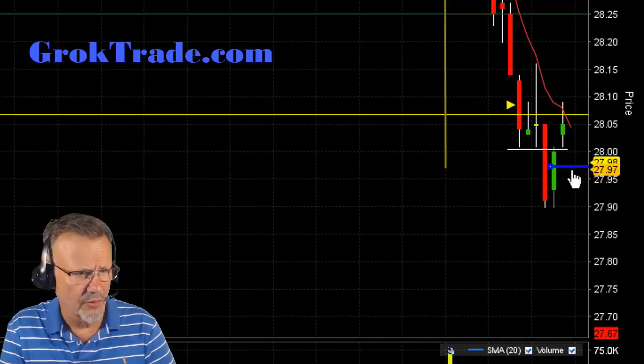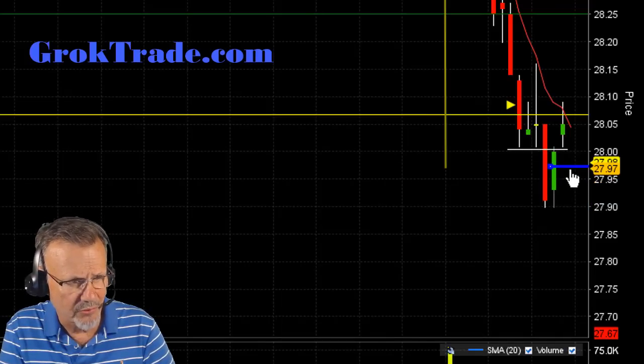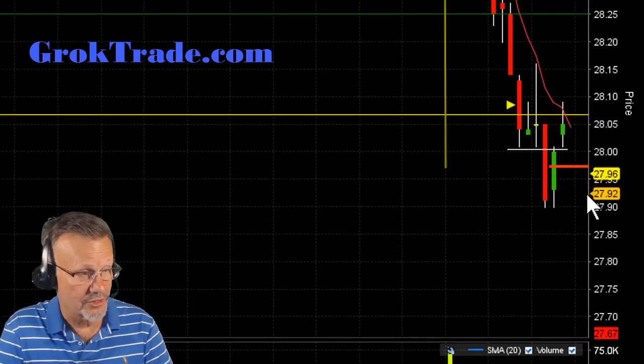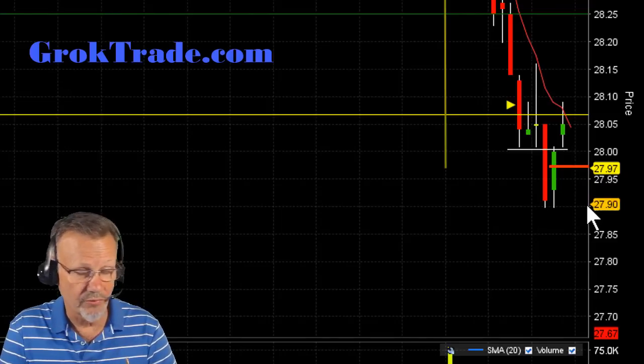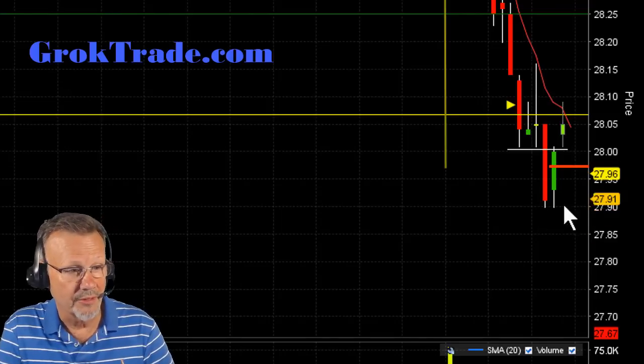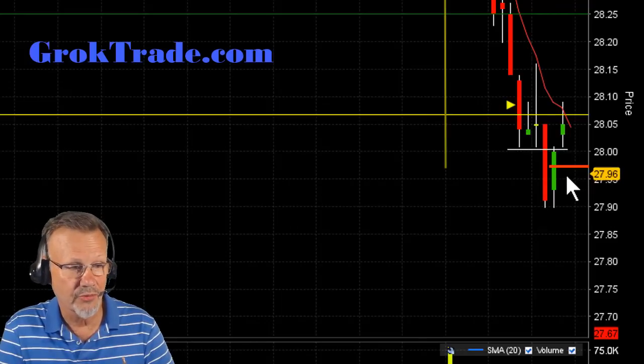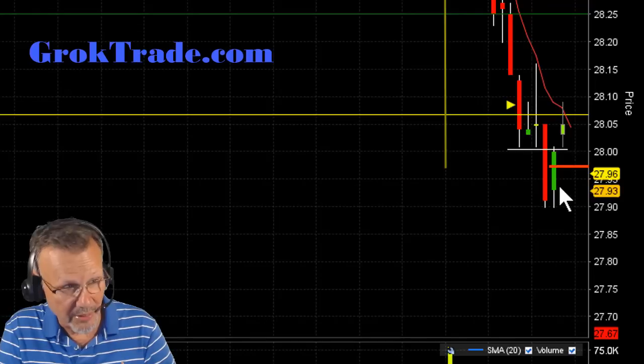Actually, that's 27.70, and that's the price as I'm recording this at 3:45 this afternoon. That's the current price of it. That's what that yellow line is. So right there is where my entry was, and then it bounces back up here.